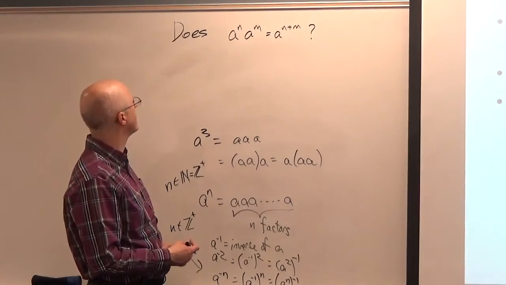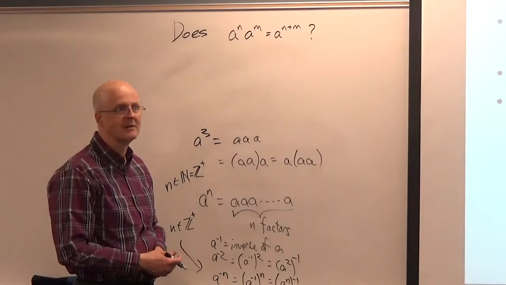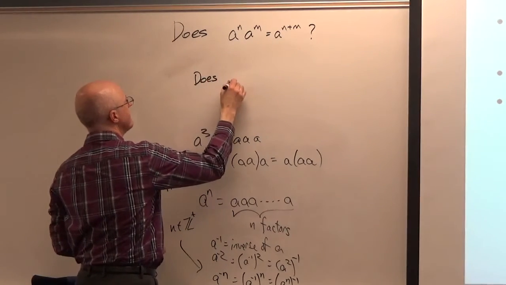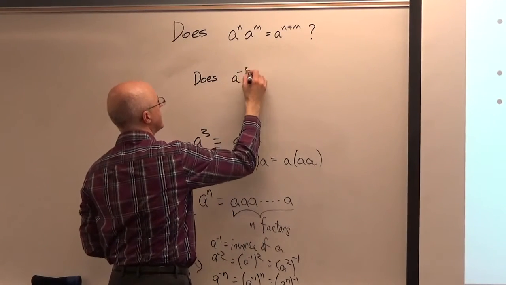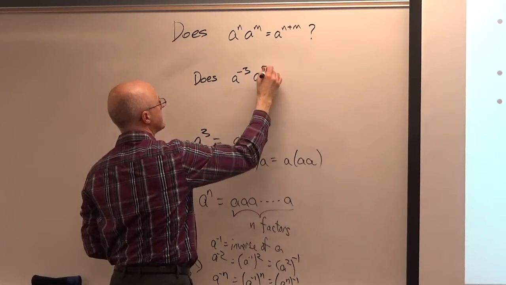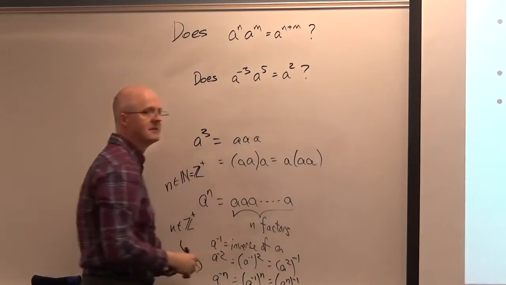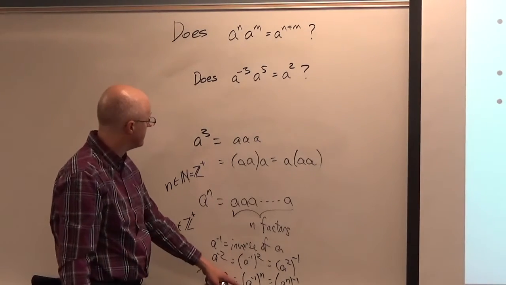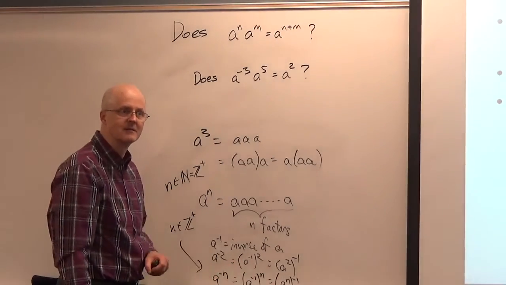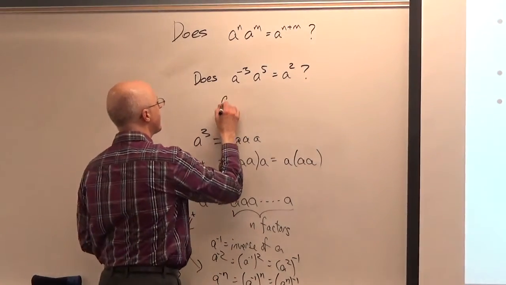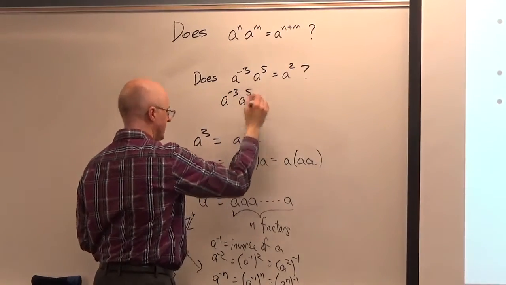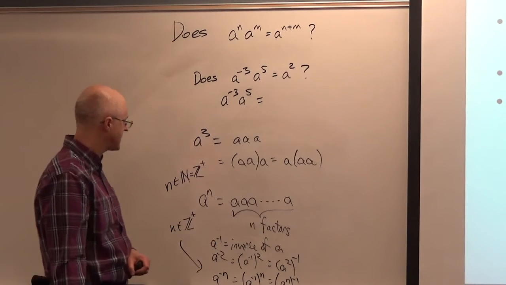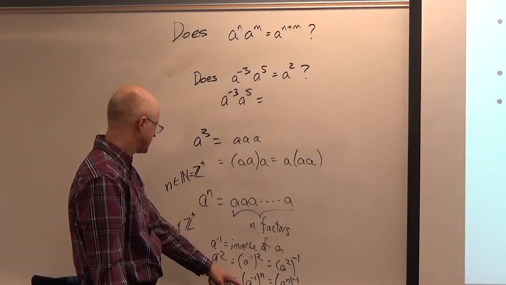But what about if one or both of them is negative? Let's just think about an example. Does a to the negative 3 times a to the positive 5 equal a squared? You've got to use what a to the negative 3 means. Use one of these to see if that's the case. Is there one that's easier than the other? I'm thinking, well, you could use either. Let's go ahead and use this one.